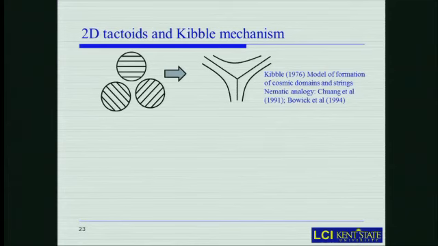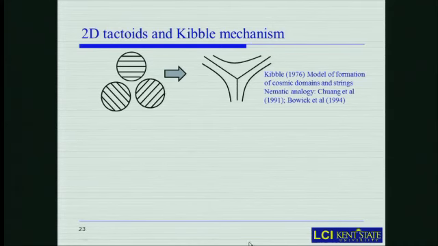And in two dimensions, what we hoped to see is how different tectoids with different initial orientation of the director would coalesce and whether they would produce topological defects as the result of this coalescence. The model is well known. It's the so-called Kibble mechanism of formation of topological defects. It was proposed in '76 to explain the formation of cosmic strings.